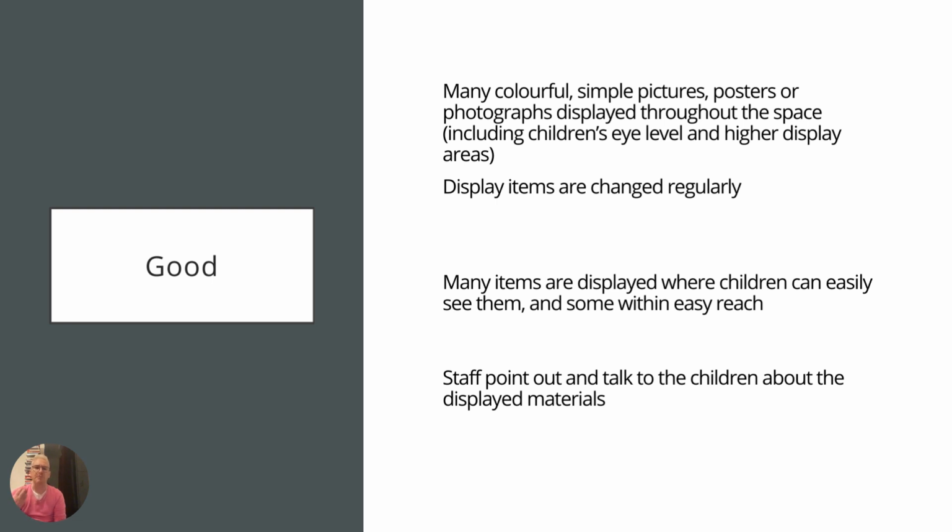Those kind of things should be changed and updated on a regular basis, and there should be evidence of that in the classroom. So, for example, if it's now summer and you still have a display up about autumn, that would suggest that the displays are not changed on a regular basis, and they should be. So you need to meet that requirement in order to come out as a good rating in the ITERS scale for item 4, which is displays.